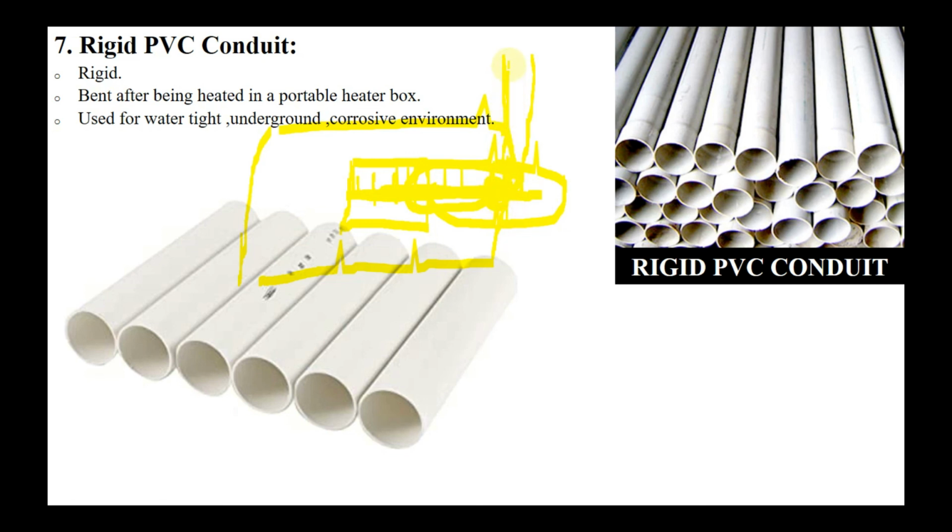Then you will take the connection from here. For such conditions, PVC is the best. So basically rigid PVC conduit is mostly used for underground.